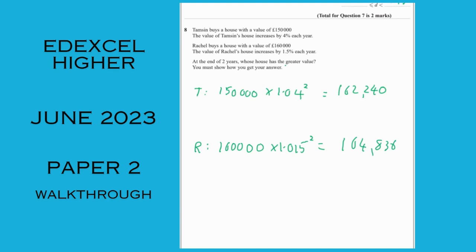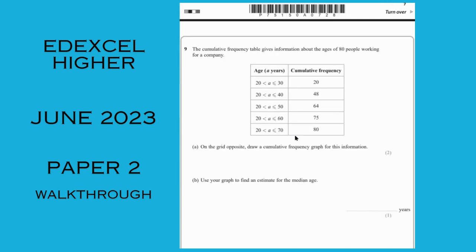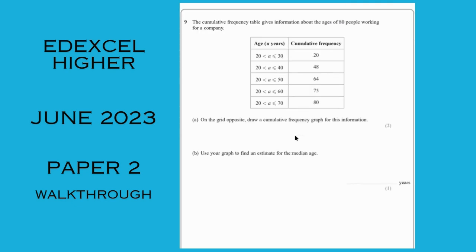Whose house has the greatest value? Rachel. And the numbers clearly shown. On we go. I've cheated a bit for number 9. I've done them already. So as you can see, it's already done cumulative frequency for you. So that's on the next page. I'll show in a sec.